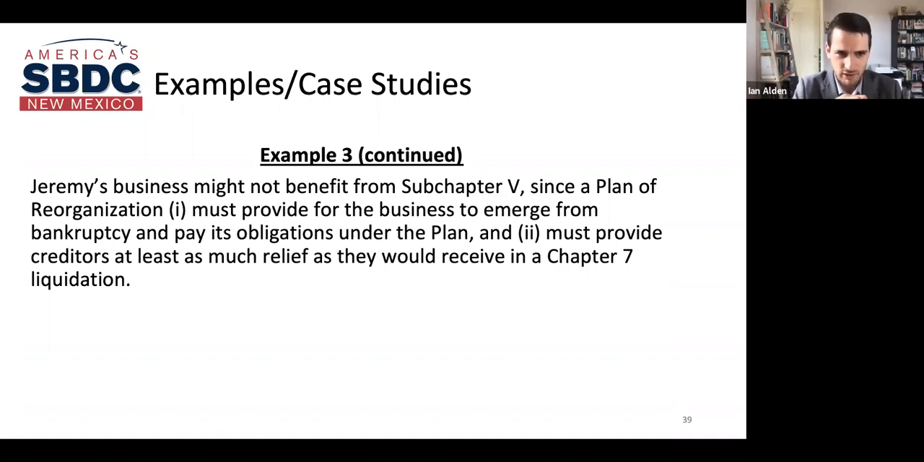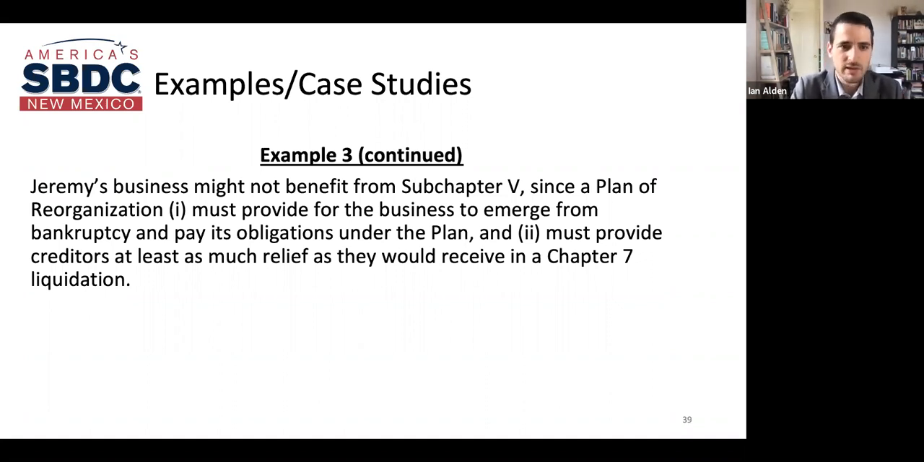Jeremy's probably going to want to look at a chapter 7 liquidation. Sad to say, but he's probably in that position where if the business is going to fail, it's going to fail, and chapter 7 might be the way to go to deal with the debts of the business so that the creditors get paid something and then the debts are discharged and they're not hounding Jeremy till the end of time.